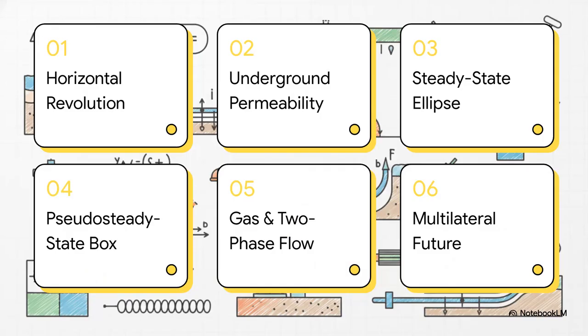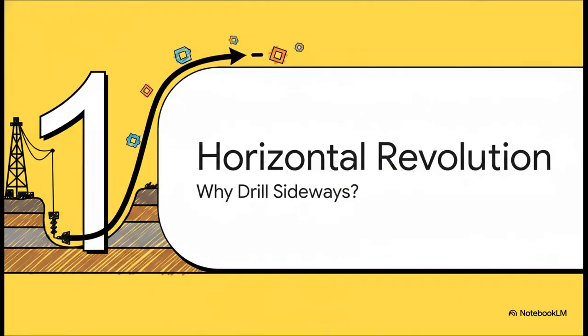Here's our quick roadmap for today. We're going to kick things off with the horizontal revolution, then dig into underground permeability. From there, we'll unpack the two heavy-hitting math models, steady state and pseudo-steady state. Then we'll adapt those for gas and two-phase flow, and wrap it all up with a look at the multilateral future. All right, part one, the horizontal revolution.